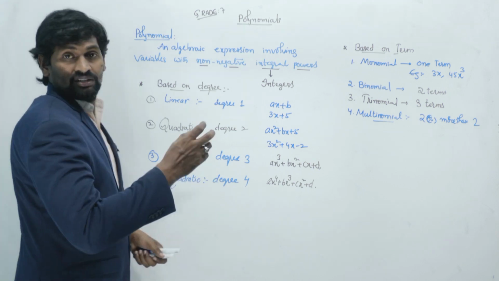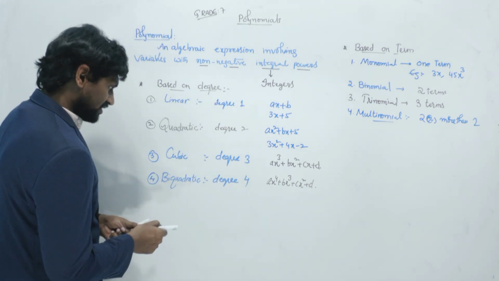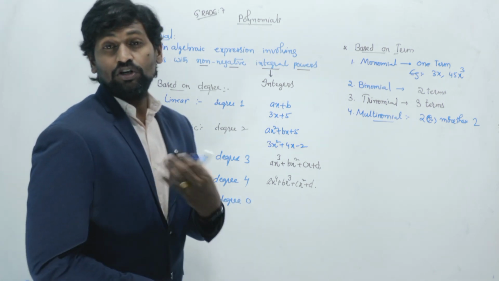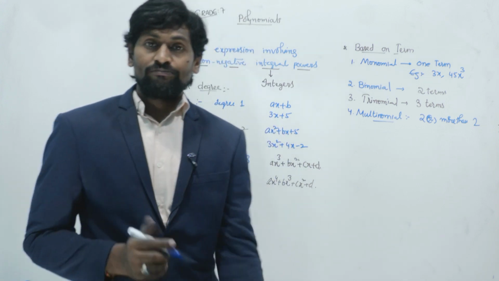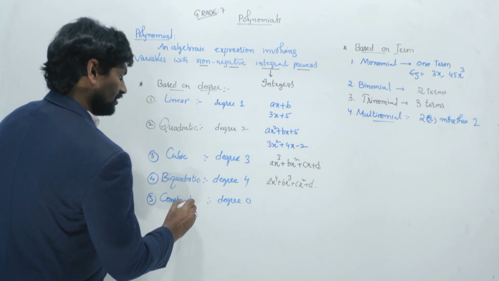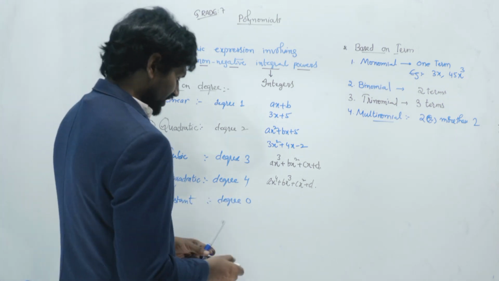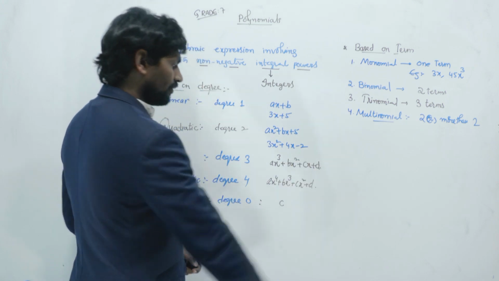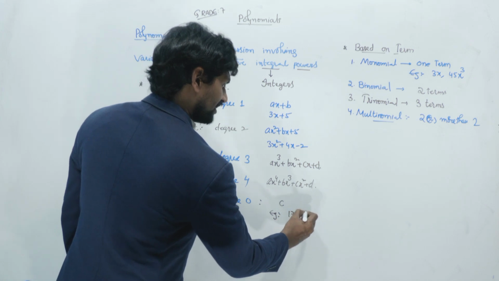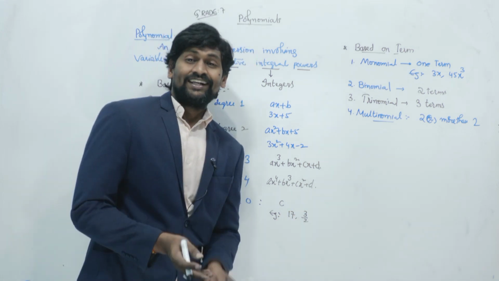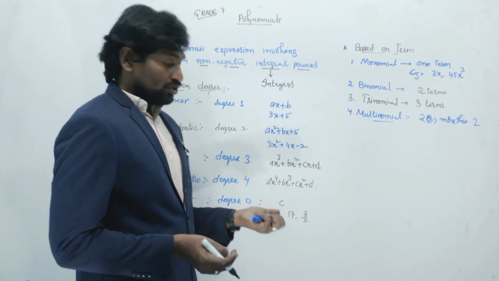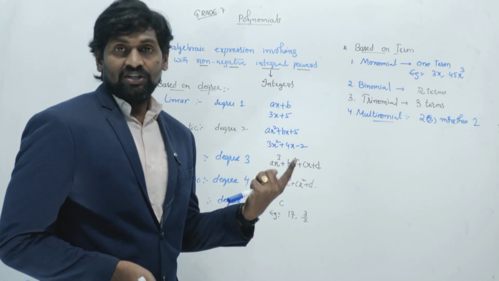Now, one more we have to discuss, that is degree 0. Degree 0 polynomial is also there. Such type of polynomial is called constant polynomial. That means it is in the form of c, where c is nothing but a constant. Whenever you take any number like 17, like 3 by 2, there is no appearance of variable. Such type of polynomial is called constant polynomial.